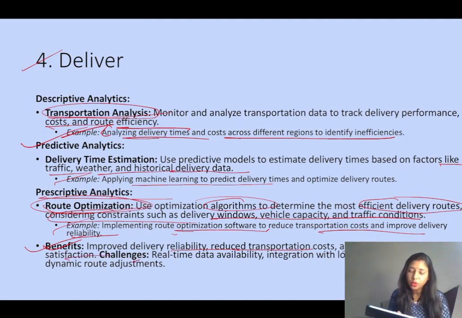However, the challenges you may know are data integration, whether the logistics partner is ready to cooperate with you, and route dynamic adjustment. The route is also very dynamic and complex.